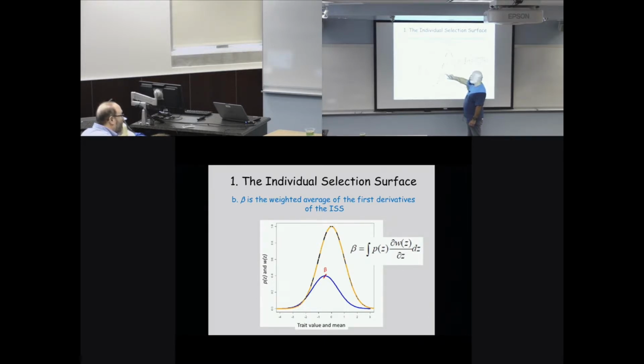And basically all we have to assume to make that happen is that the trait distribution has to be normal before selection, and we get that result. And here it is in integral form. Here's the expression for the first derivative of the surface at a particular point z. And we're doing, this is our weighted average. We're weighting that first derivative by the trait frequency at each position. So this is a weighted average, just as we've seen before, and that's equivalent to beta. So that's nice.